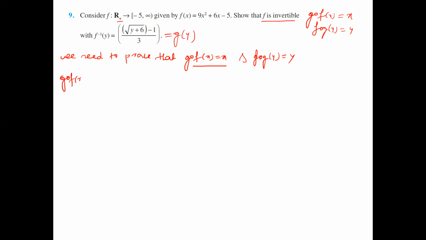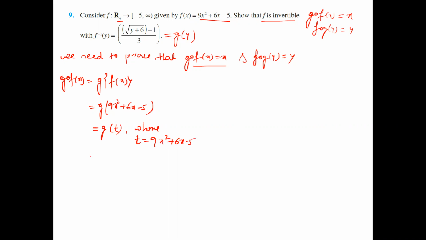G composition f of x. Now g composition f of x means g of f of x. Now g of, what is the f of x value? Here only, 9x square plus 6x minus 5. Now this can be written as g of t, where t equals 9x square plus 6x minus 5.